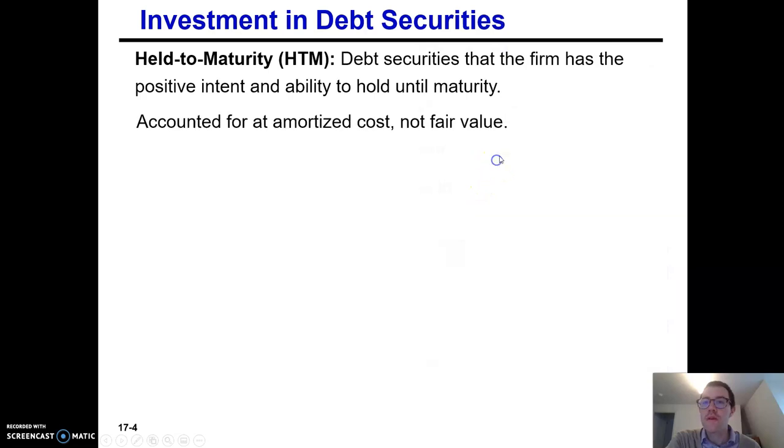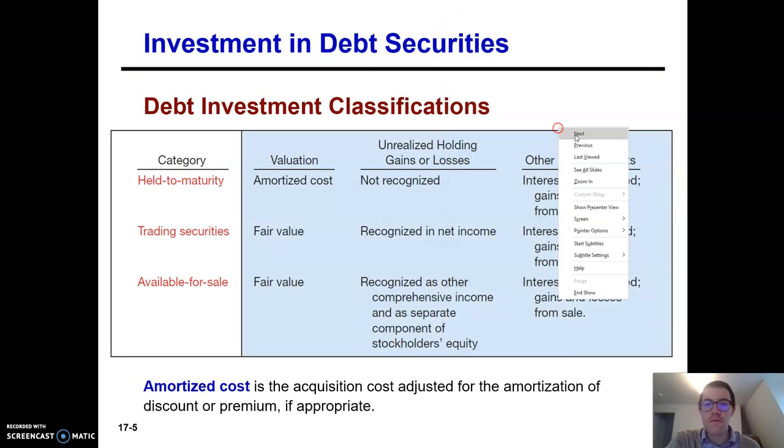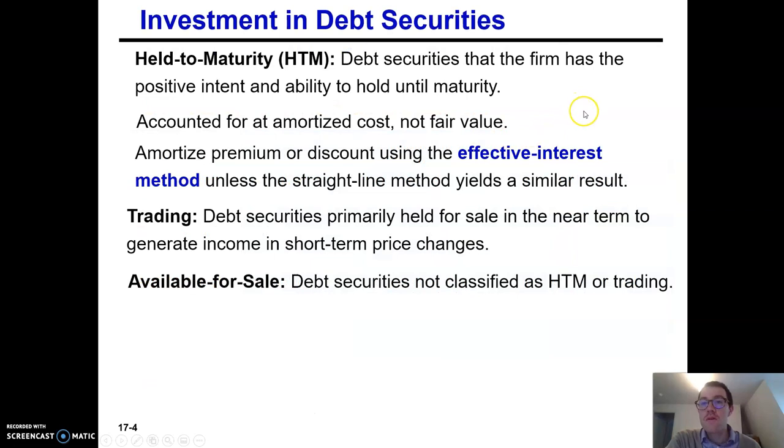Okay, with debt, you have three categories. Held to maturity, that's the kind you have the ability and the intent to hold until maturity. You buy a bond, you have no intention to sell it. You're going to collect the interest and the principal at maturity. And again, we account for that at amortized cost, not fair value. And we amortize any premiums or discounts associated with that using the effective interest method. Okay, that is one category.